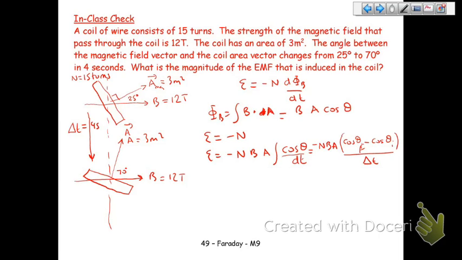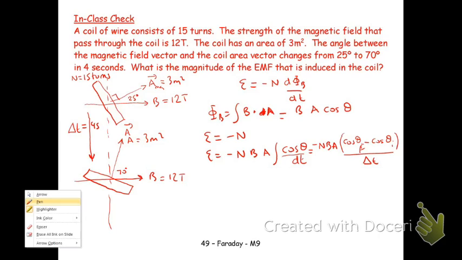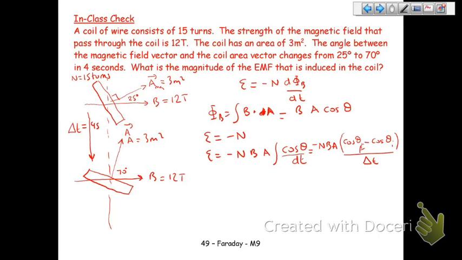So this is equal to minus n. Bring out everything else that's constant. Well, my b doesn't change, and my a doesn't change. So here I have d cosine theta by dt. That's what I should have written.